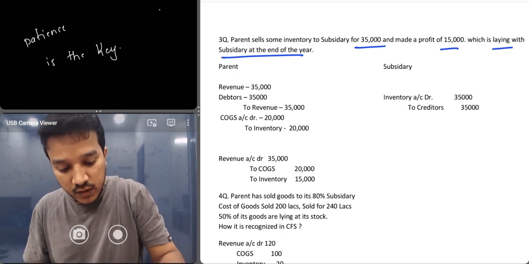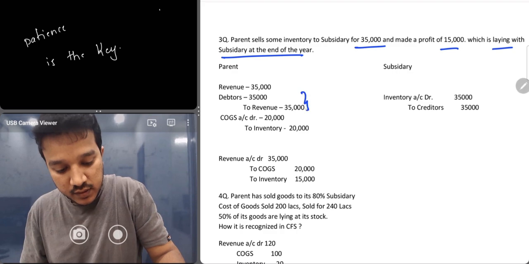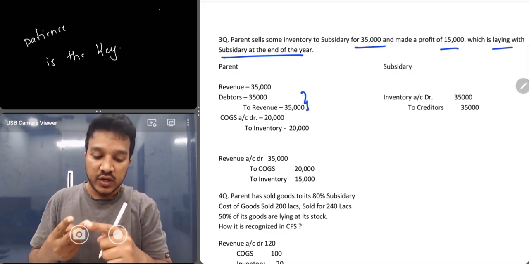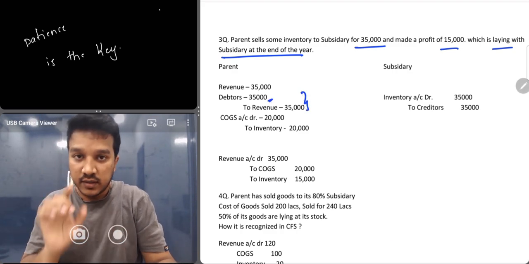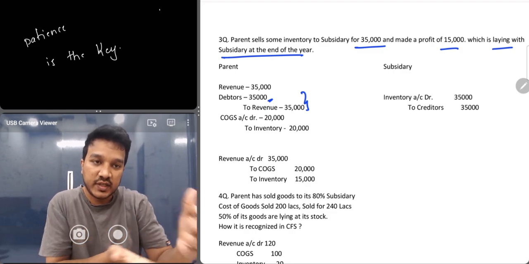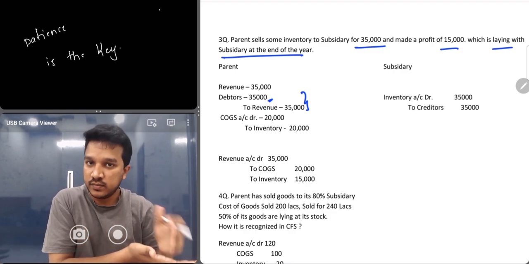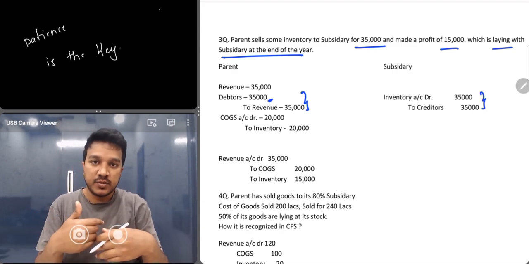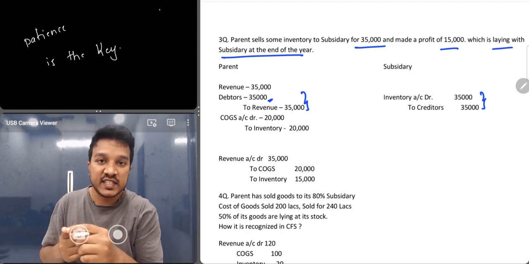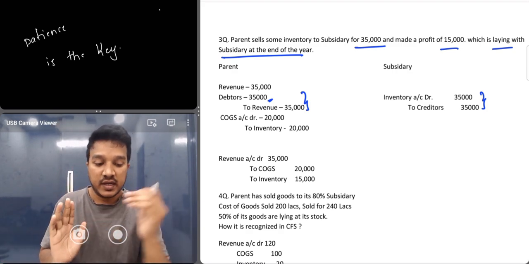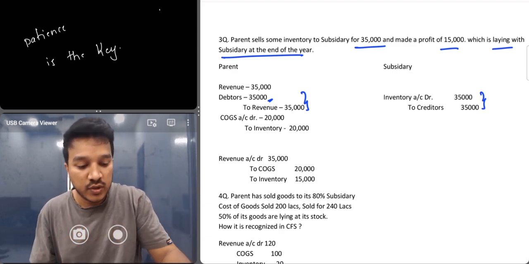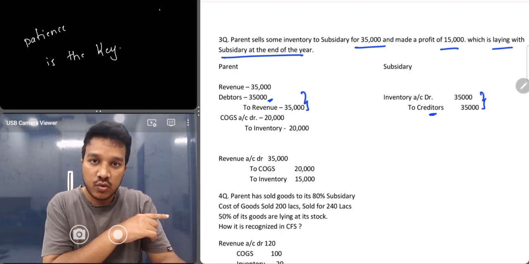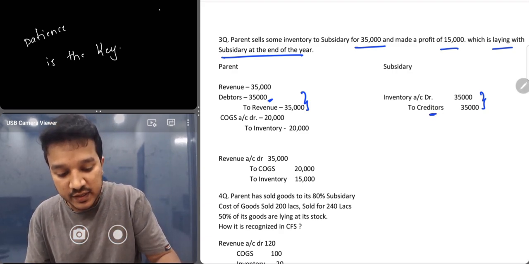Parent: debtors to revenue, it will recognize 35,000. See, the amount difference has come, because I sold it for 35,000, I'll recognize revenue for 35,000, perfect. And then inventory and creditors: because the subsidiary is purchasing for 35,000 rupees, it will recognize inventory for 35,000, perfect. And then it has to pay the amount to the parent, so the creditor also came, so inventory to creditor. So these are two entries.